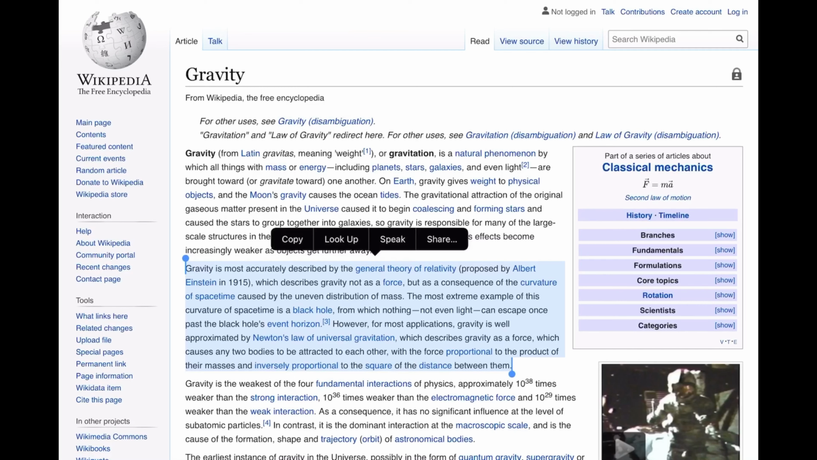Here it says, gravity is most accurately described by the general theory of relativity by Albert Einstein in 1915, which describes gravity not as a force, but as a consequence of the curvature of space-time caused by the uneven distribution of mass, which means gravitational force is not a force according to Albert Einstein. It's not a force, but it's actually the result of the geometry of the space, or you can say it is the consequence of the curvature of space-time.